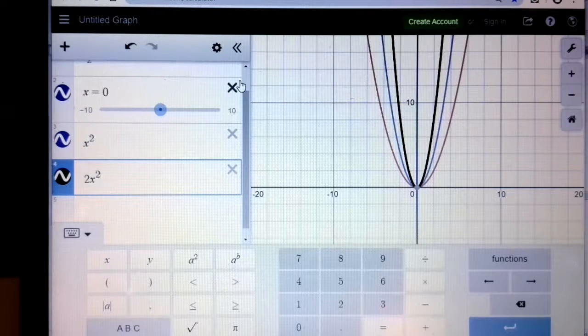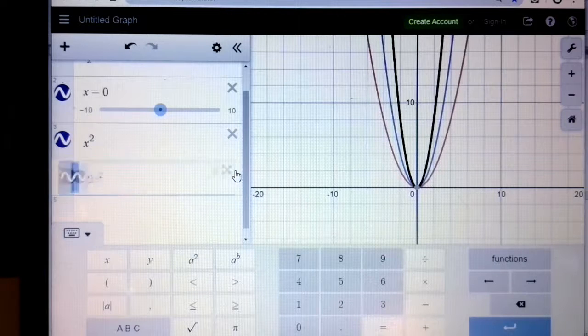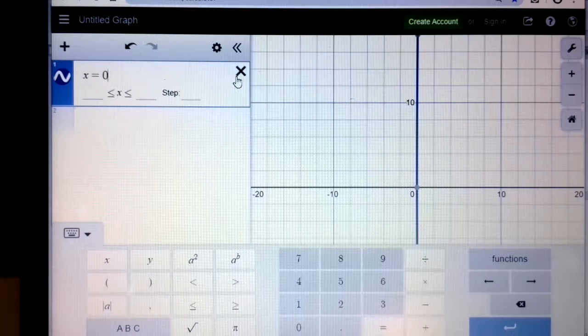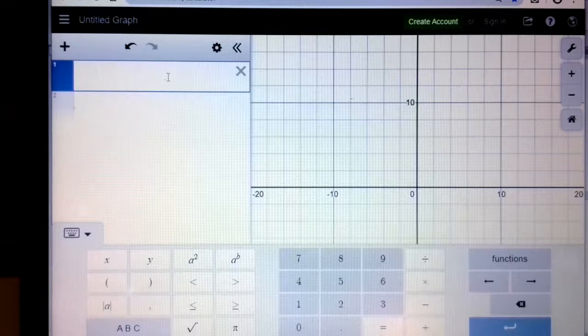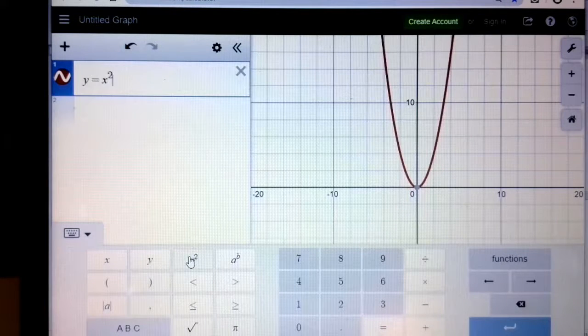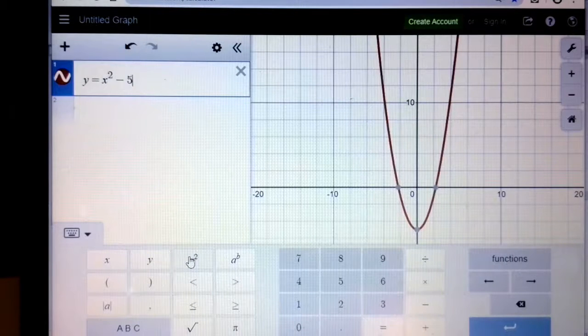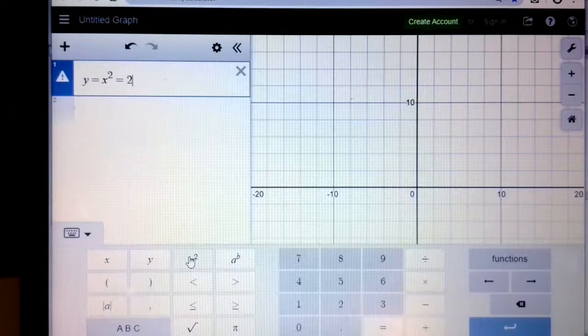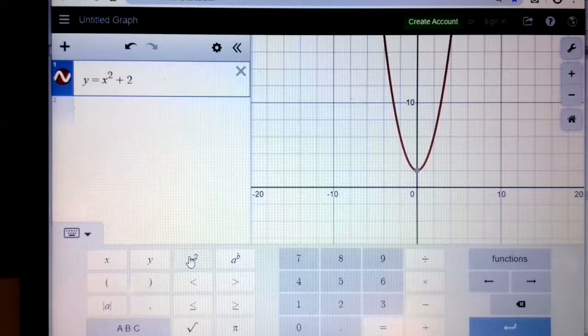So your next couple problems on the packet talk about how not every graph is going to be centered on this y-axis with a vertical line of symmetry that is equal to the y-axis. What we might end up with instead is a quadratic, y is equal to x squared, and we can say that it's minus 5, and then it drops down. We can say that it's plus 2, and then it goes up.